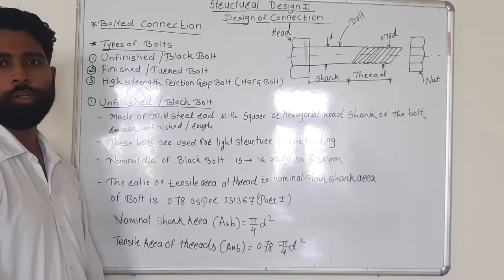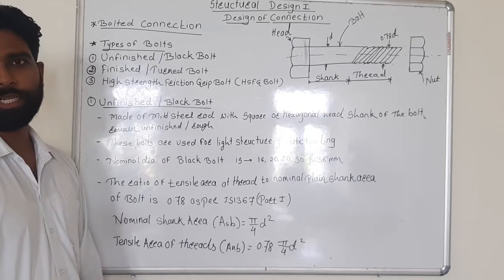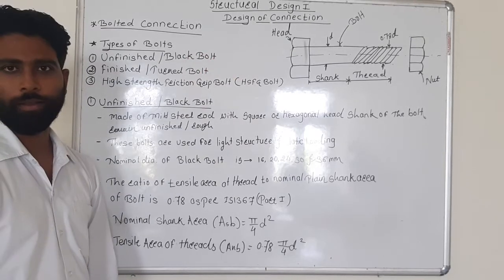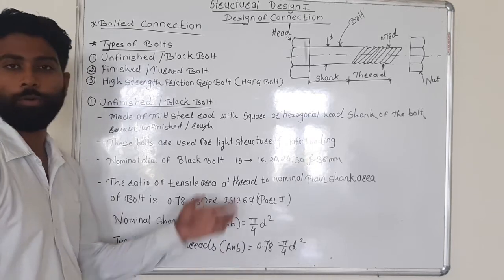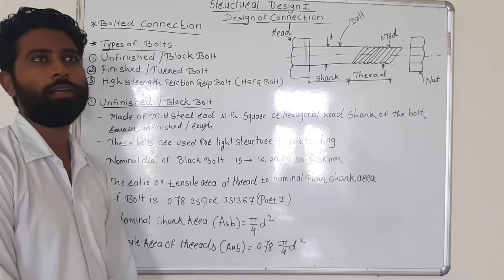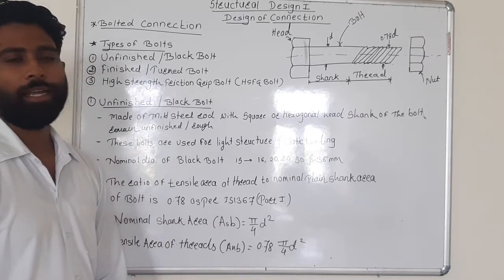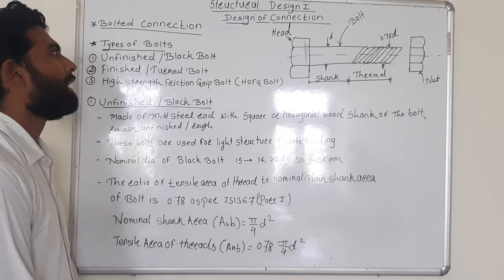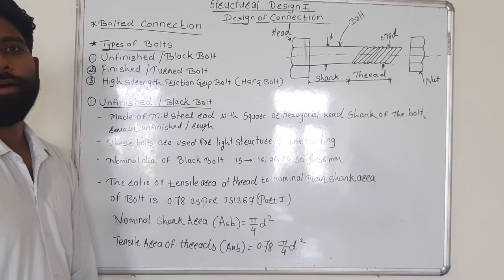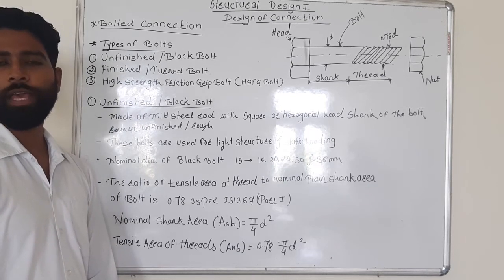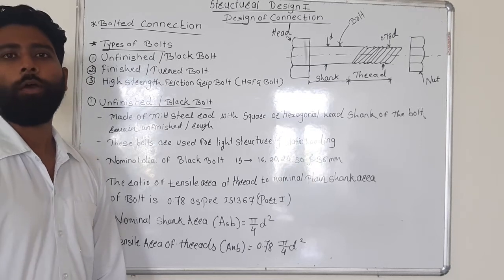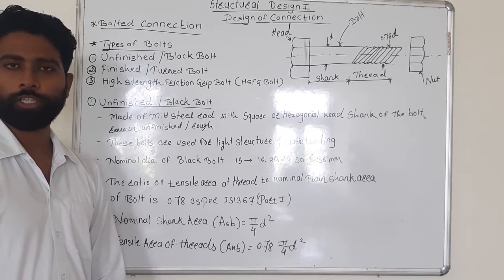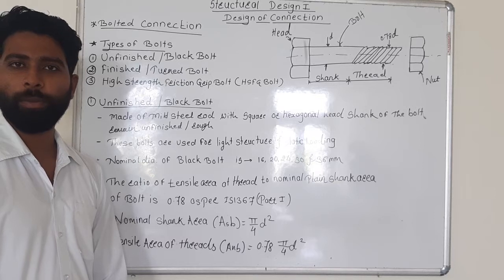Today we are going to learn about the subject Structural Design 1. This is the third lecture, so I don't have to revise the whole section about the subject. The second chapter is the design of connections. In the design of connections, we are going to learn about the different connections which we can provide for the structure to join the different members.